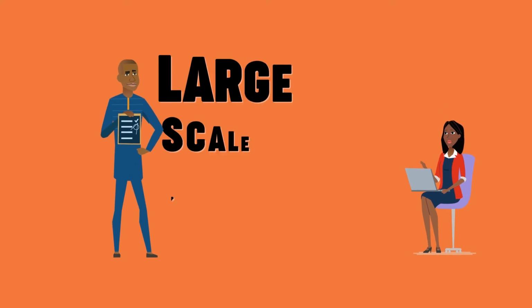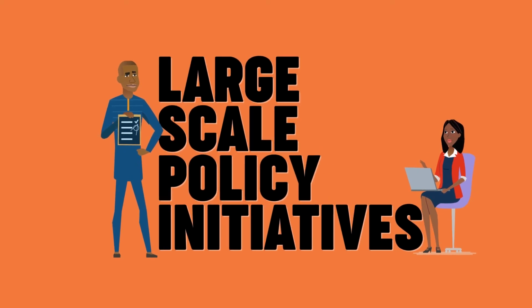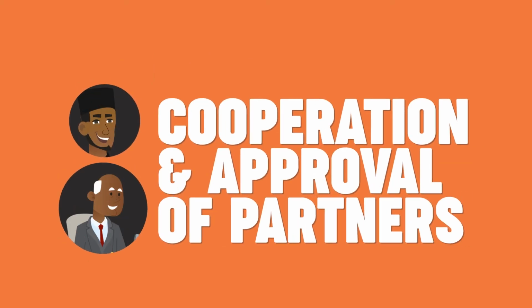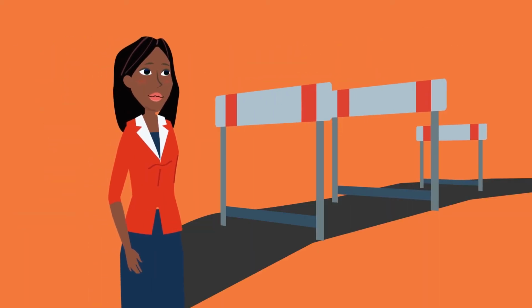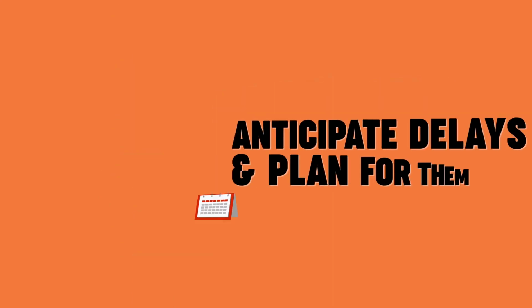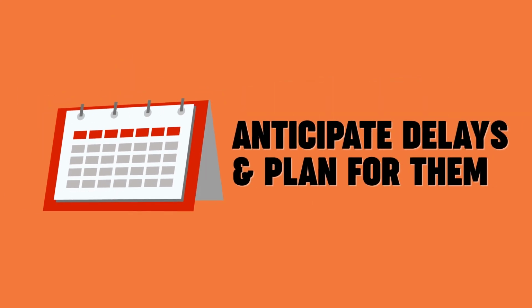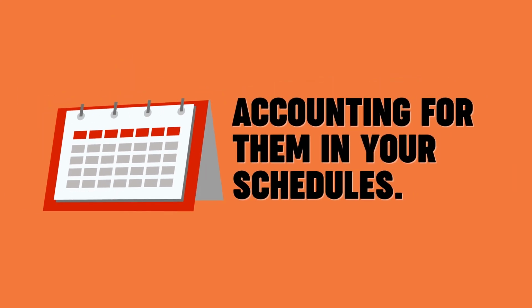EAs are also likely to be involved with large-scale policy initiatives and programs that will require the cooperation and approval of partners within and across MDAs and levels of governance. None of these procedures will be straightforward. It is inevitable that you will encounter obstacles and delays at various points. So, it is best to try and anticipate delays and plan for them by accounting for them in your schedules.